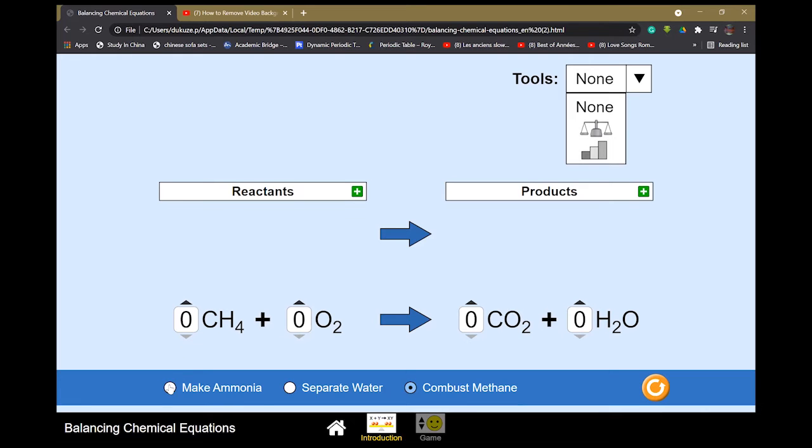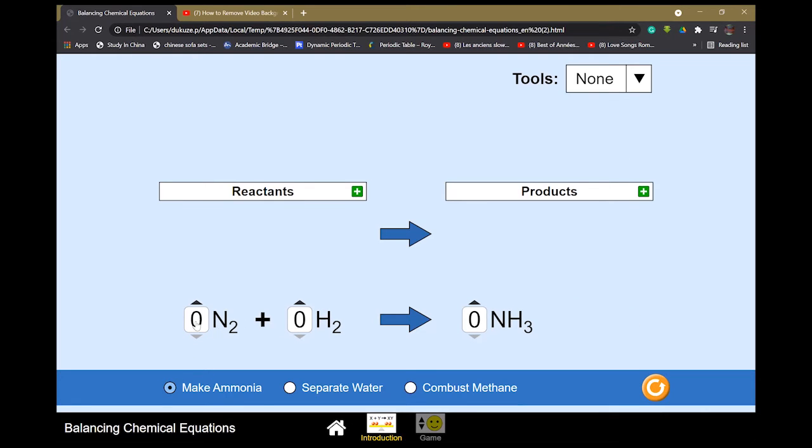Now let's start with ammonia. We have 0 moles of nitrogen, 0 moles of hydrogen, and 0 moles of ammonia. Like this, there is no reaction because we don't have reactants, because here it is 0 and 0. So let's say the reaction is taking place, but it's not balanced, and our purpose is to get the equation balanced.